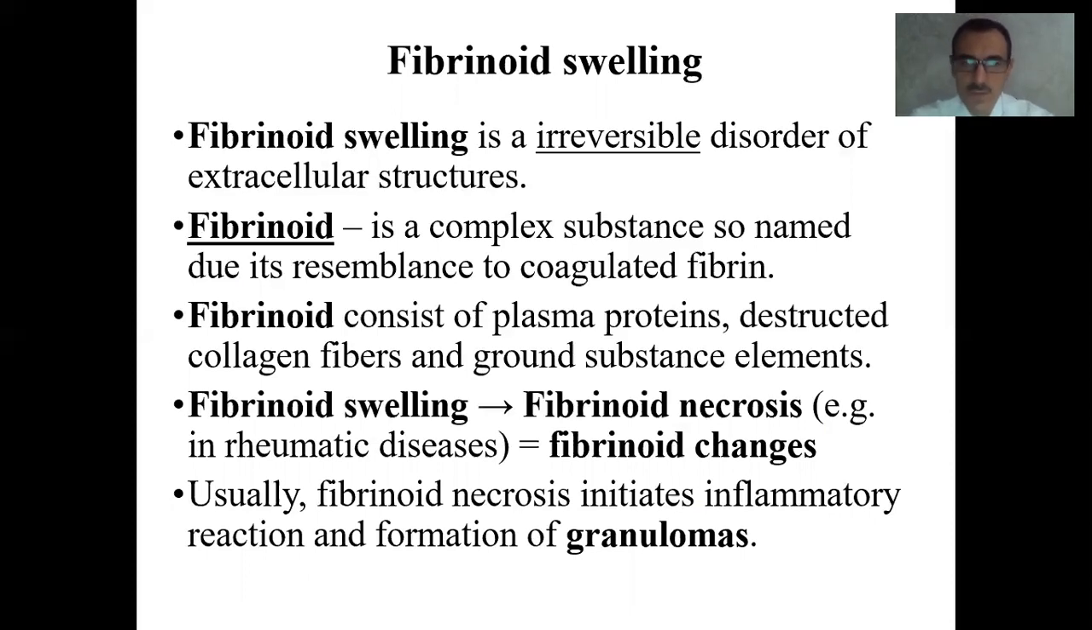Sometimes in the fibrinoid swelling areas, we find necrotic zones that we call fibrinoid necrosis, especially in rheumatic diseases. The fibrinoid swelling together with the fibrinoid necrosis we call fibrinoid changes. Usually, the fibrinoid necrosis initiates an inflammatory reaction and formation of granulomas. For example, in the next semester, we will study rheumatism or rheumatic fever, and we will see that here develop the Aschoff granulomas. This is an inflammatory granuloma.